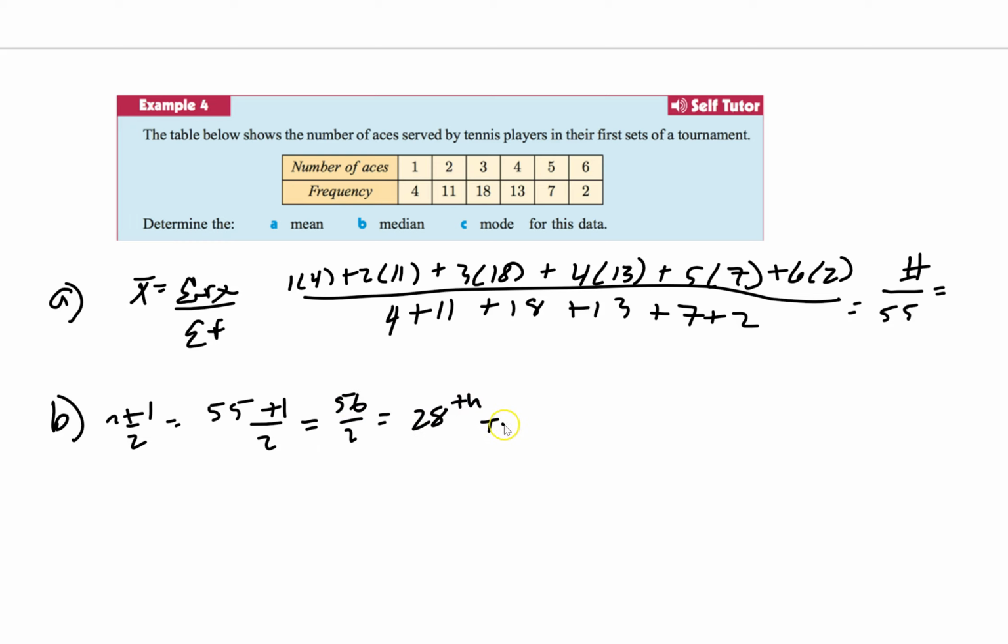28th term. Again, that's not the answer. I actually got to find the 28th term. I still think the easiest way to do this is just make a cumulative frequency chart. I'm going to go sideways here because I say space.